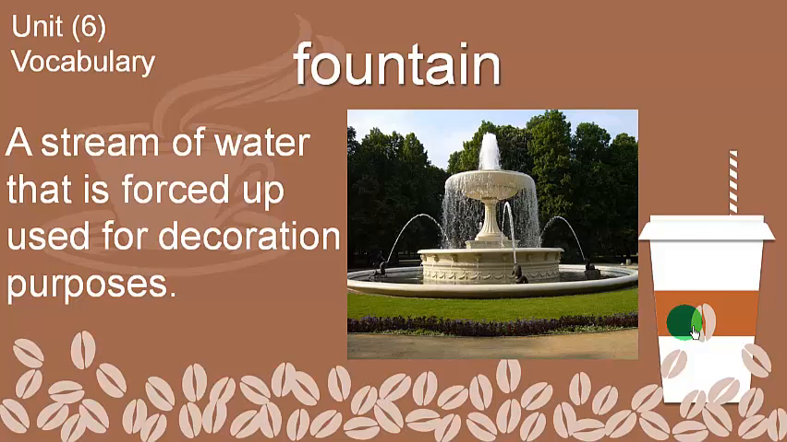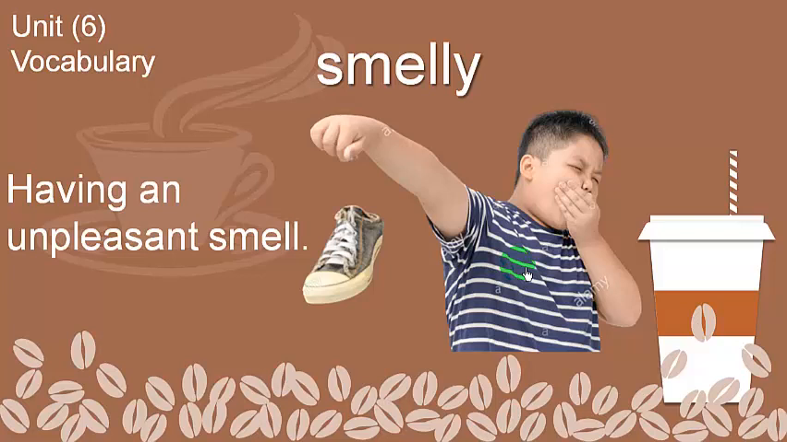Good. What about a fountain? A fountain, guys, as you can see, is a stream of water that is forced up in the air, used for decoration purposes. So the water is forced up in the air from a very small hole, like the one you see in here. Good. And it's only for decoration, to make that place look good. Alright. Smelly. Smelly is having an unpleasant smell. Good. So this is a smelly shoe.